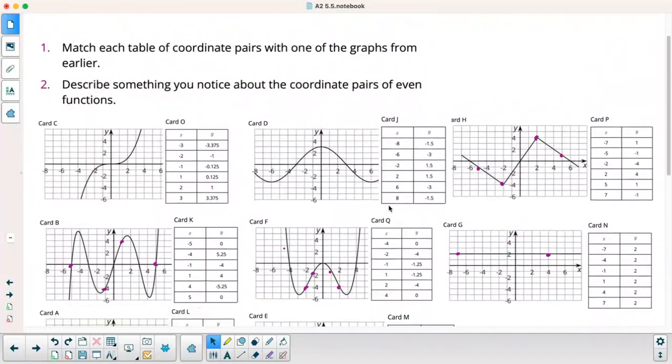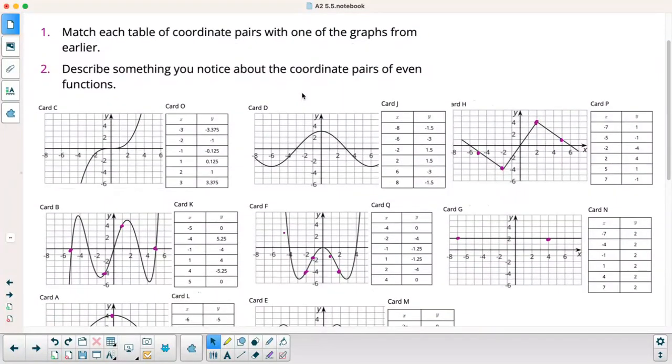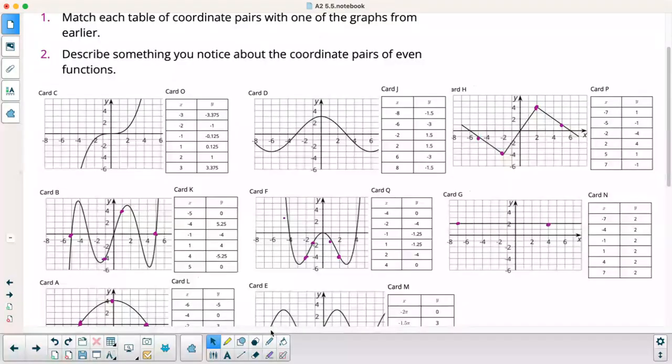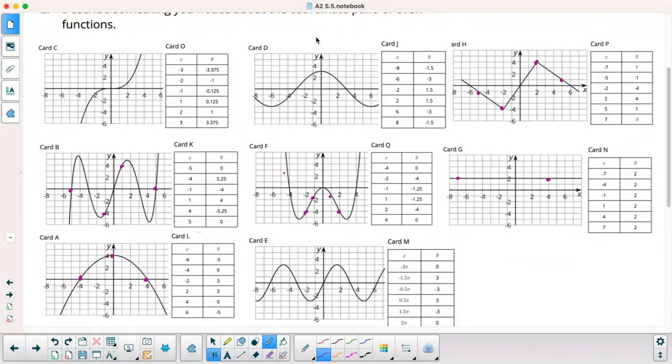Okay. So describe something you notice about the coordinate pairs of even functions. So let's go to my even ones. Even functions have y-axis symmetry. So these are even. These are even. That's odd. This is even. So I kind of already ruined the surprise. I told you that opposite x's have the same y values. So you see there, those are opposite, those are the same. Opposite x's, same y coordinate.